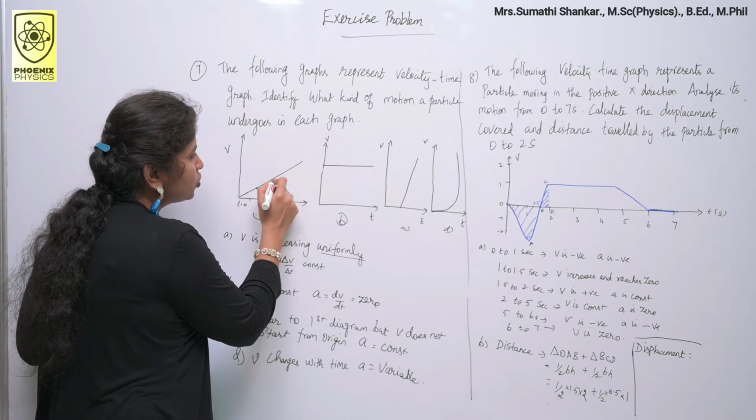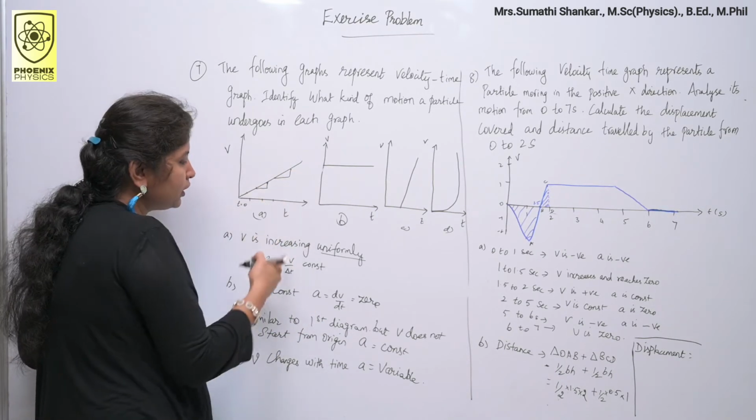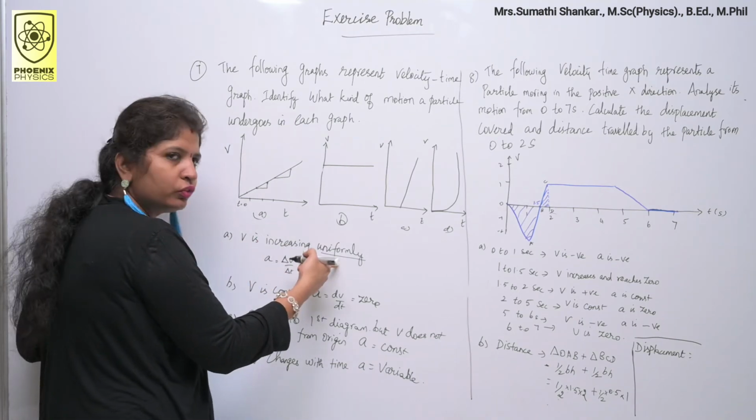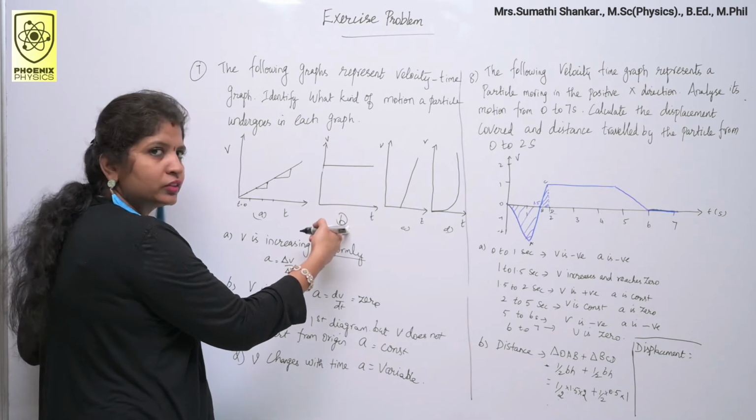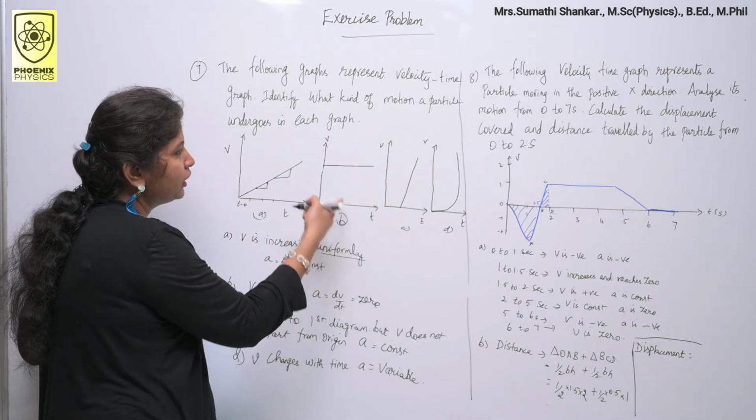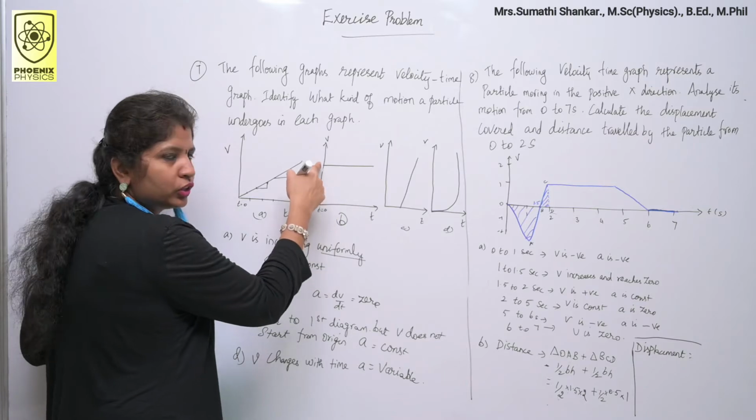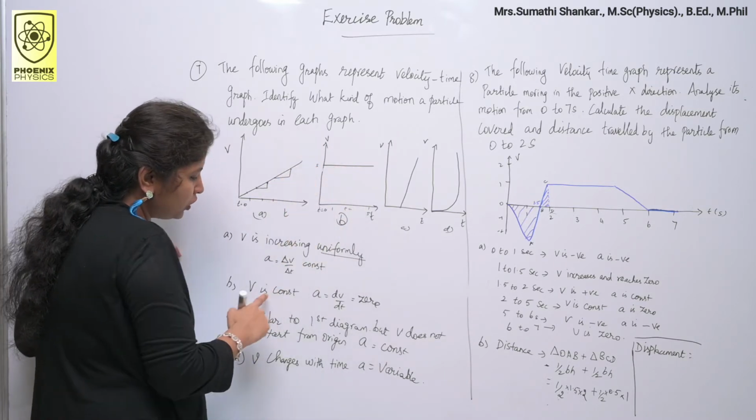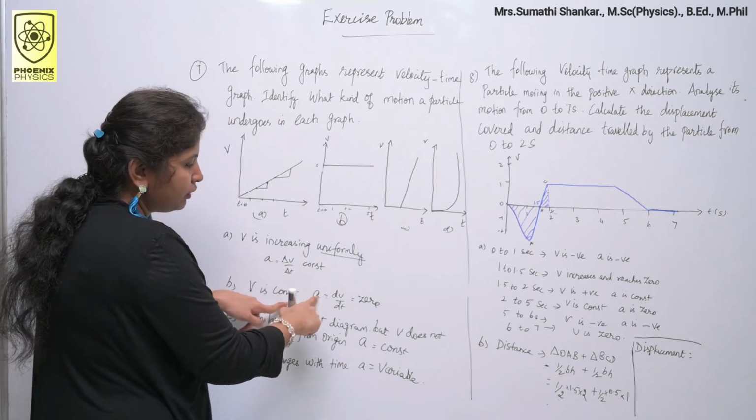You can draw the slope between any 2 points in the line. You can get the constant value. So v is increasing uniformly means a is constant. Look at the second graph, that is b graph. Here at t is equal to 0, v is also 0. It maintains the same velocity. So v is constant. If it is constant means a value is 0.